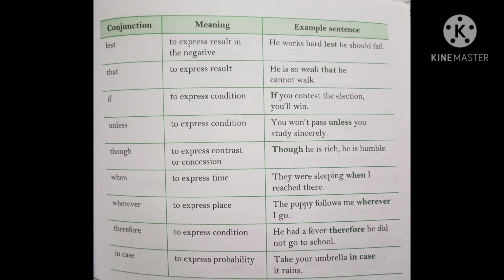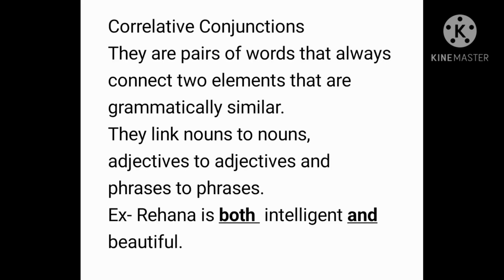In case is used to express probability. What may happen, right? Take your umbrella in case it rains. It is saying that take your umbrella, it may rain, right? In case it rains. The third and last kind of conjunctions is correlative conjunction. Now they are pair of words. They always come in pairs, right? That always connect two elements that are grammatically similar.